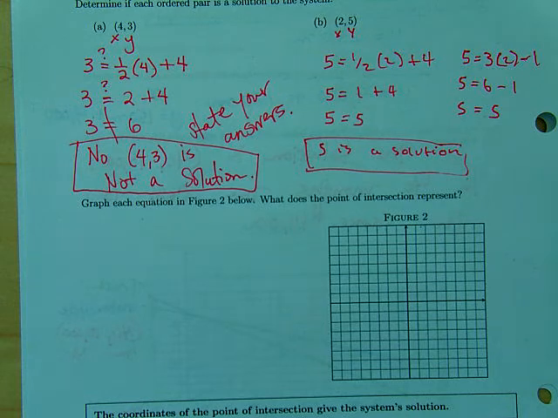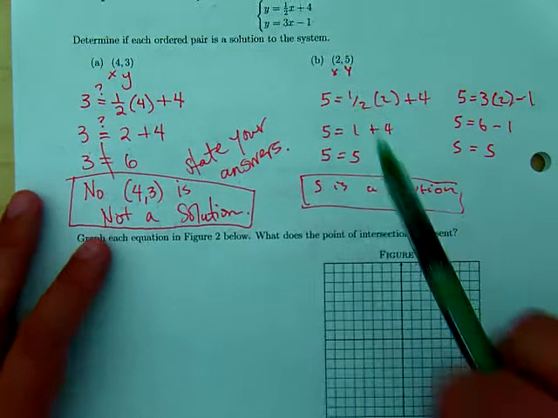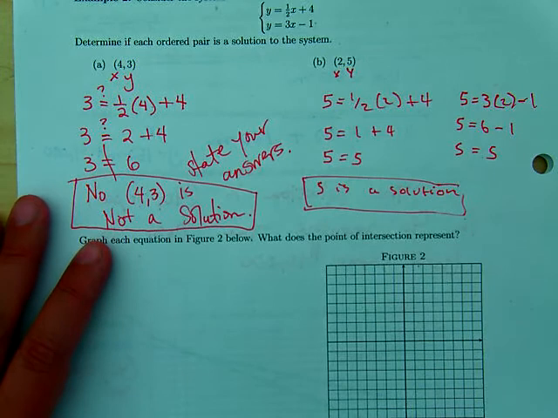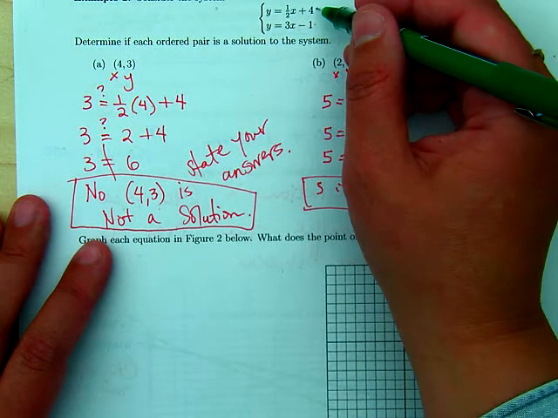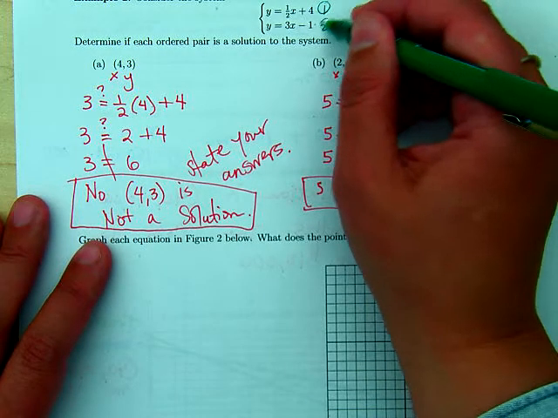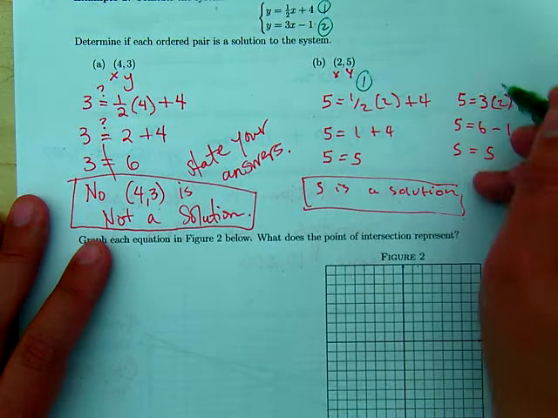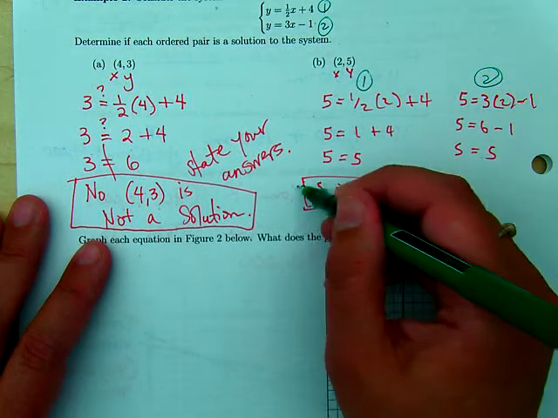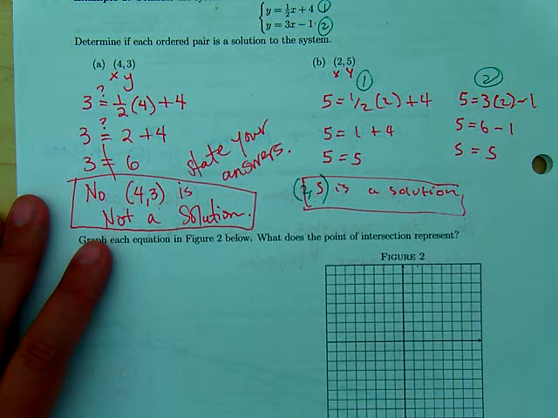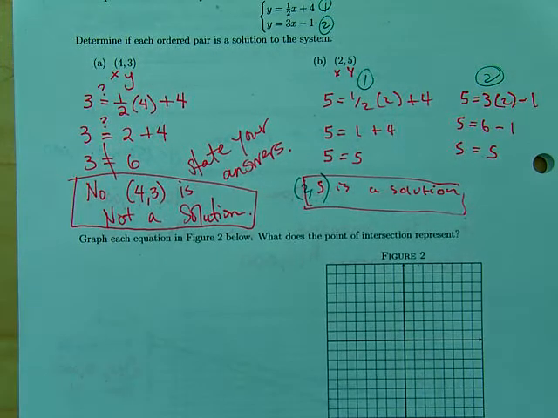Okay, so we tried this one here, and we found out that it worked in both. So we're plugging it into equation 1 and equation 2. So this was equation 1, equation 2. It worked in both. So 2, 5 is a solution, the ordered pair 2, 5. Because you're getting that mixed up with just like a regular equation. These are two equations.